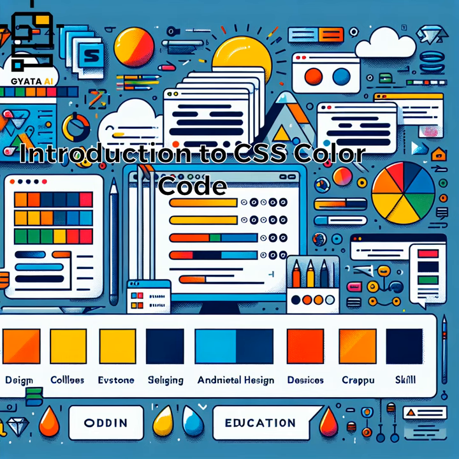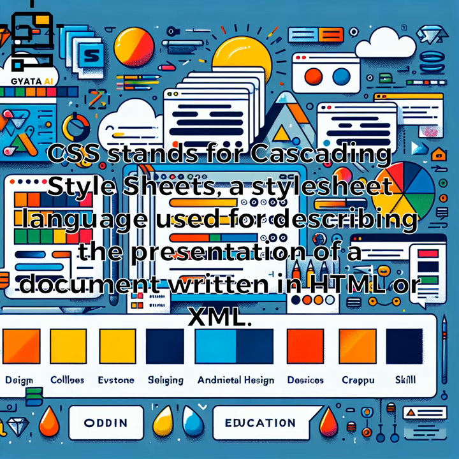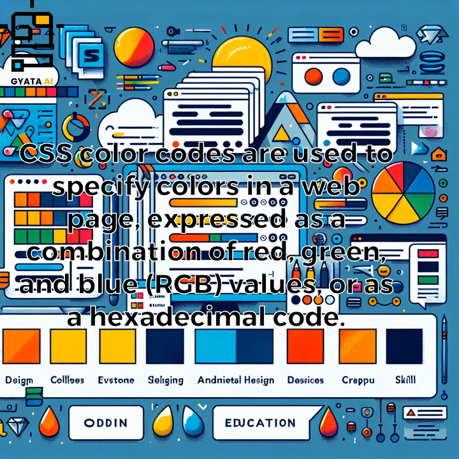Introduction to CSS Color Code. CSS stands for Cascading Style Sheets, a style sheet language used for describing the presentation of a document written in HTML or XML. CSS color codes are used to specify colors in a web page, expressed as a combination of red, green, and blue RGB values or as a hexadecimal code.